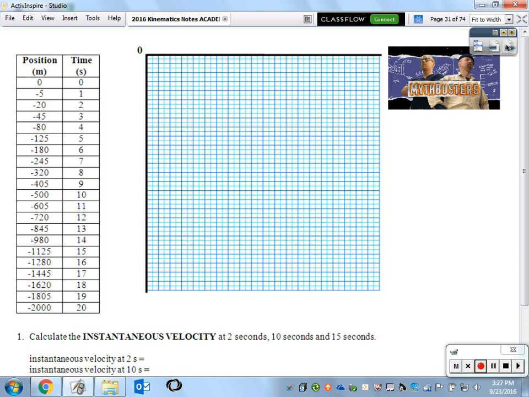What we are going to do, even though it's vertical data, is we're going to graph this, and we're going to find the instantaneous velocity at 3 points. Now, if you can, bear with me for just a couple minutes.